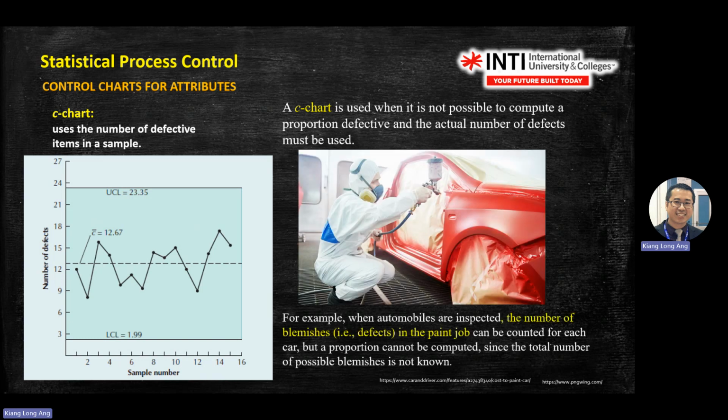For example, the paint job for the car, you're not able to find the blemish, you can find, but you cannot find the thickness. It's not possible to know the total number of the surface, you're not able to find. Like you cannot go and on each car find the blemish.